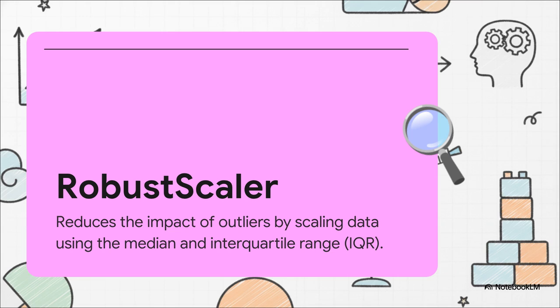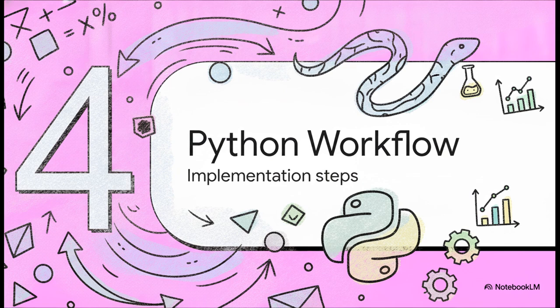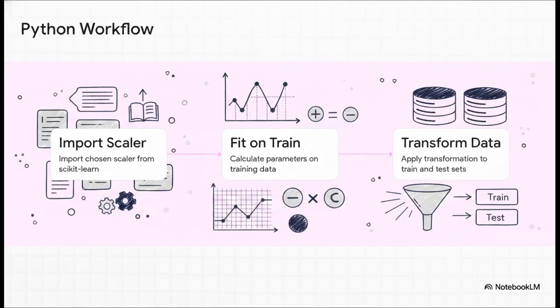It's brilliant. Let's move to Section 4, Python workflow and implementation. We've covered the theory, so let's see how this builds out practically in Python. It's a super simple three-step workflow. Step 1, you import your chosen scaler from the scikit-learn library. Step 2, you fit the scaler. This is crucial. You only fit it on your training data to calculate the parameters. And Step 3, you use those calculated parameters to transform both your training data and your test data.